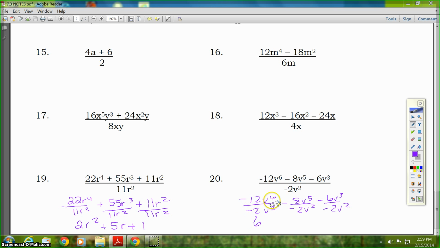12 divided by 2 is 6, and then I'm going to subtract my exponents, making it v to the fourth. Negative and negative, again, make it positive. 8 divided by 2 is 4, and again I'm going to subtract my exponents, making it v to the third. Negative and negative is again positive. 6 divided by 2 is 3, and again I'm going to subtract my exponents, making it v.